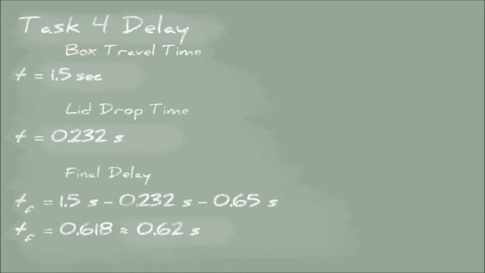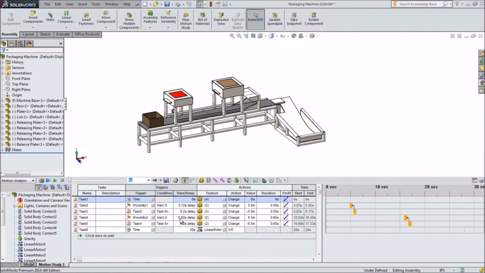For the 4th task's delay, the same process can be used. The travel time of the box will be the same as found before, along with the time it takes the lid to reach the top of the box. This is because it falls the same distance in order to reach the top of the box. The value that changes is the duration of the step, which is 0.65 seconds. Subtracting this and the lid fall time from the travel time of the box results in a delay of 0.62 seconds. With the study calculated, the study can be run to double-check the results.